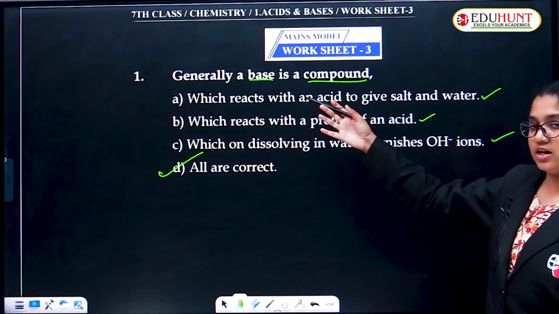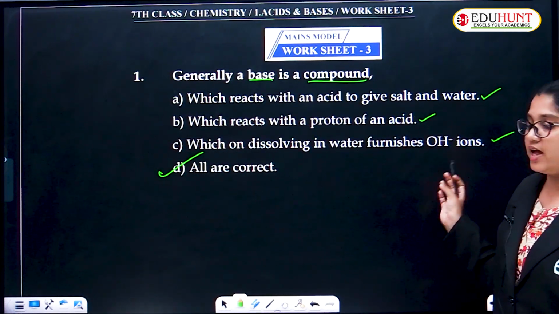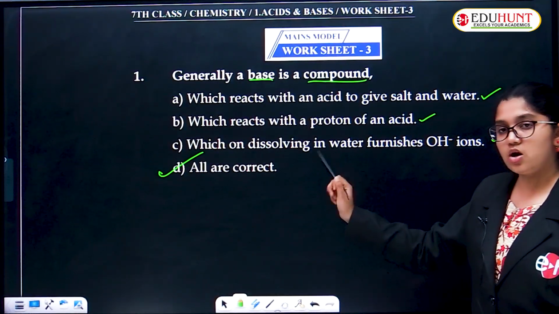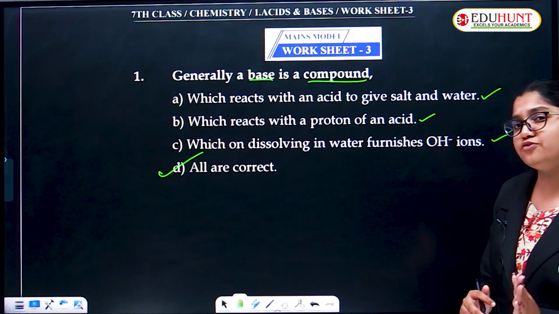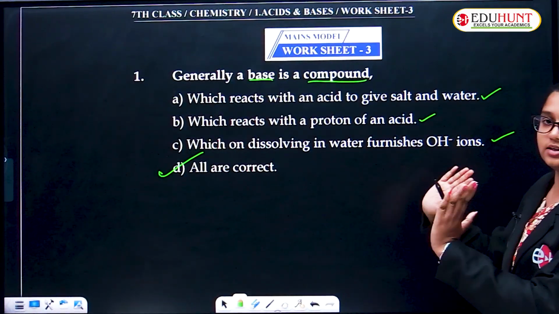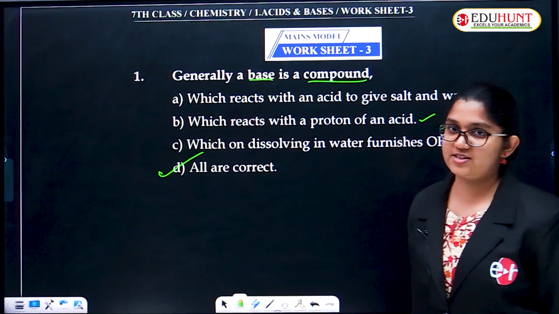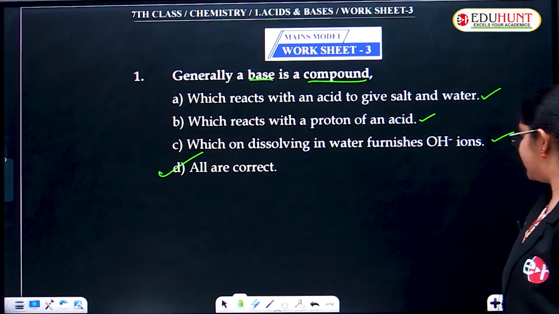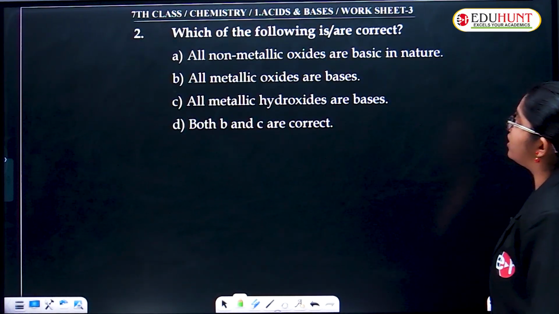A base is generally a compound which reacts with an acid to give rise to salt and water, which reacts with a proton of an acid, and which on dissolving in water furnishes OH minus ions as the only negatively charged ions. That is also a base. So all three, A, B and C, are correct, hence option D is right. Children, the correct option for the first bit is D. Now the second question.